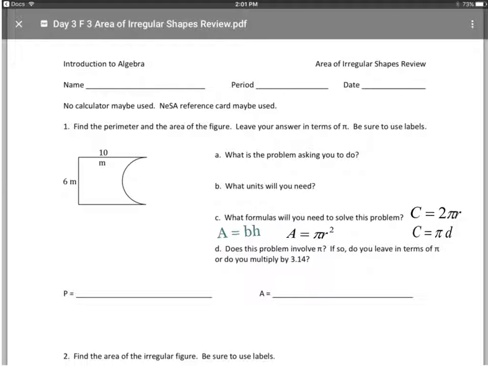Okay, so in this review, you have several questions that you've got to answer along the way. So let's take a quick look here. It says find the perimeter and the area of the figure. Leave your answer in terms of pi. Be sure to use labels.